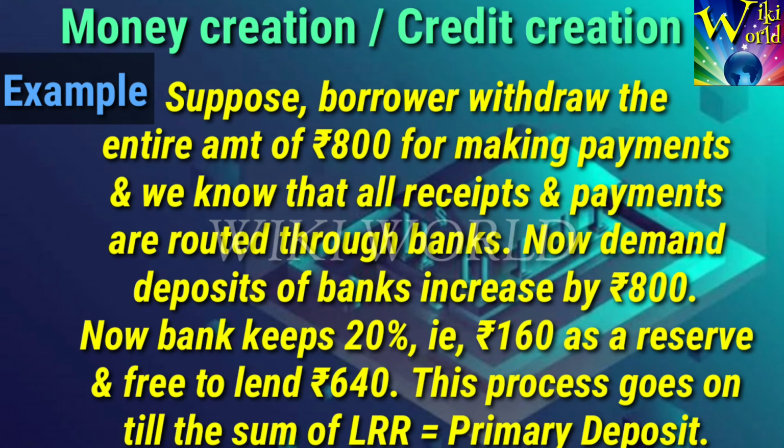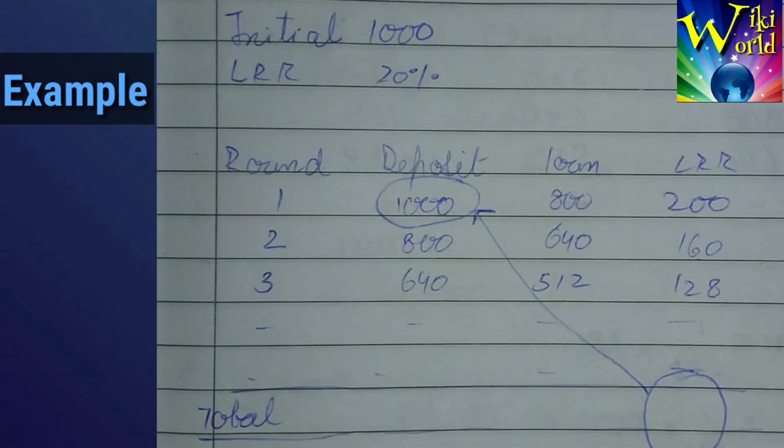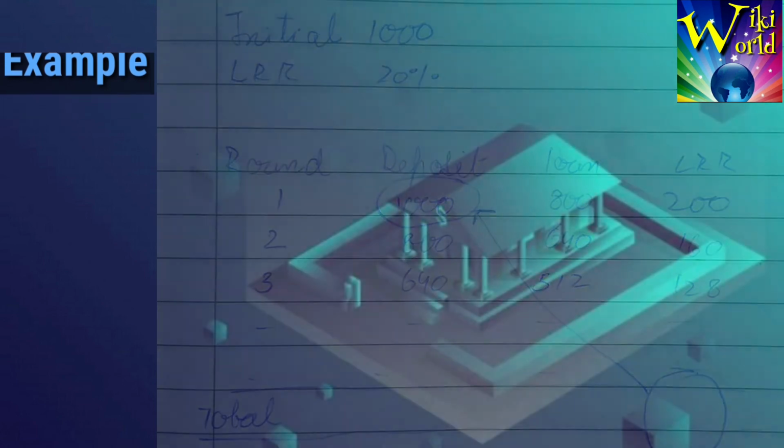This process goes on till the sum of LRR becomes equal to the primary deposit. So here I am showing you the photo of the example. Like this you have to do. The total of the LRR, which is in the circle, should become equal to the initial deposit, that is rupees 1000. So like this it will be done.